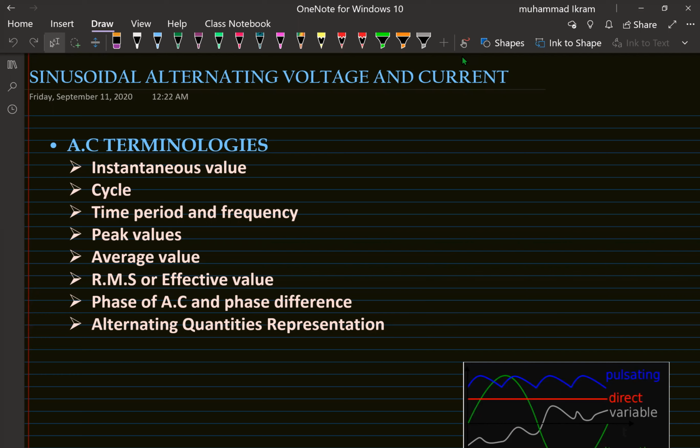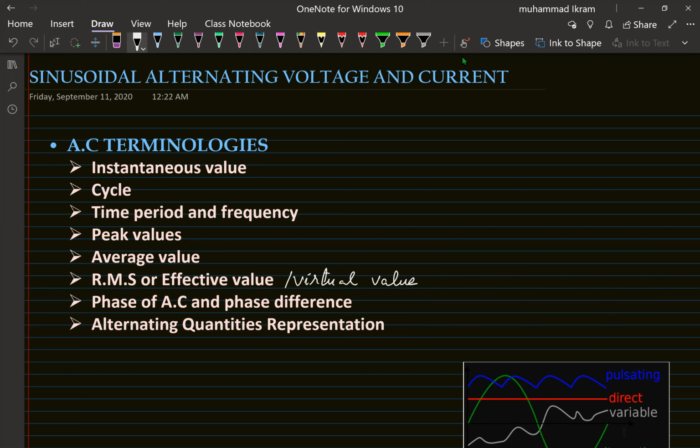First of all, I want to introduce you to the AC terminologies: the instantaneous value, the cycle, the time period and frequency, the peak value, the average value, the RMS or the effective value. Sometimes it is also called the virtual value. The phase of AC and phase difference, the alternating quantity representation.